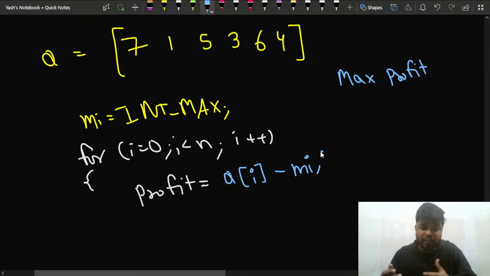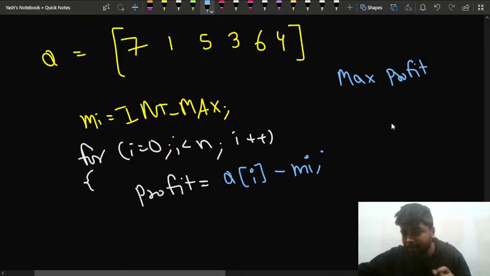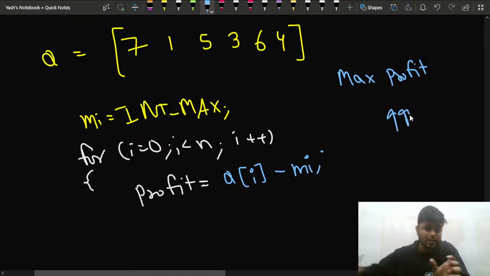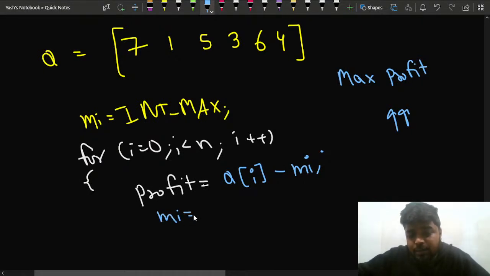Then what would be the profit? The profit would be nothing but today's stock price at which I'll be selling this, minus the minimum stock price that I have seen up till now, so that I can try to maximize my profit, right? My profit would maximize when my difference is maximum. I will always keep a track once I'm moving through the array. So I'll always keep a track of the minimum: minimum is equal to minimum of minimum comma A of I.